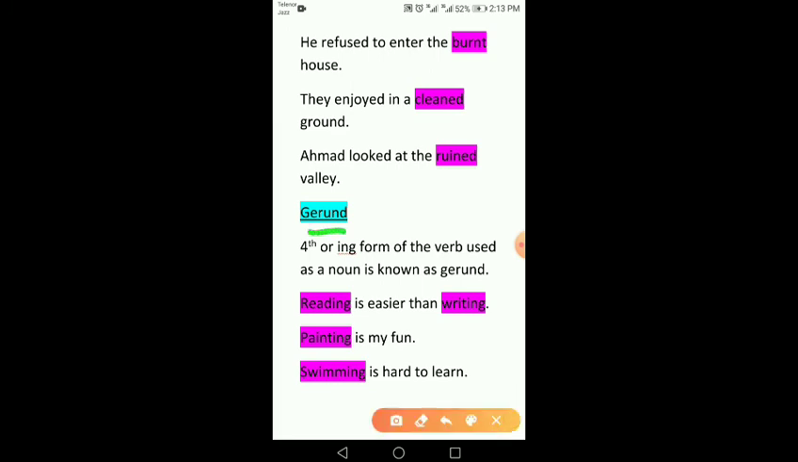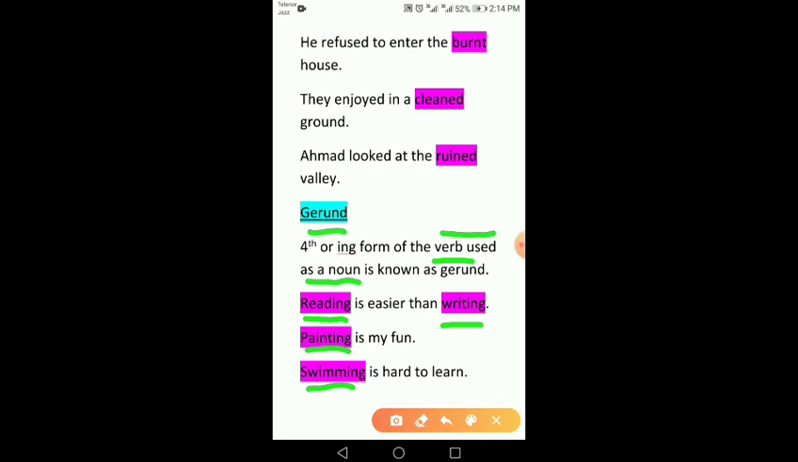Gerund is fourth or ing form of the verb used as a noun. You should keep in mind the difference between present participle and gerund. When the fourth form is used as adjective, it will be called present participle, and when it is used as noun it is known as gerund. It may be subject or object, as in our first sentence, reading is easier than writing, and the next examples are painting is my fun and swimming is hard to learn.